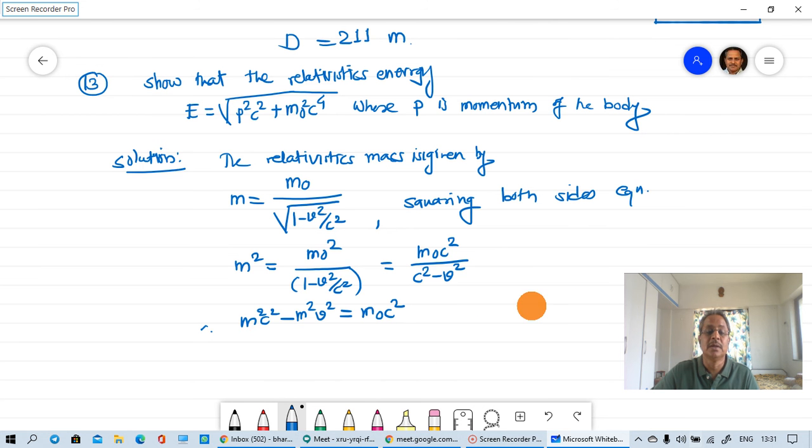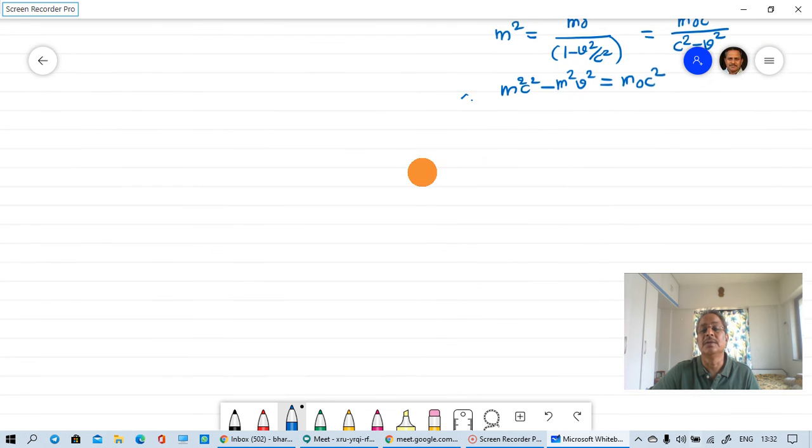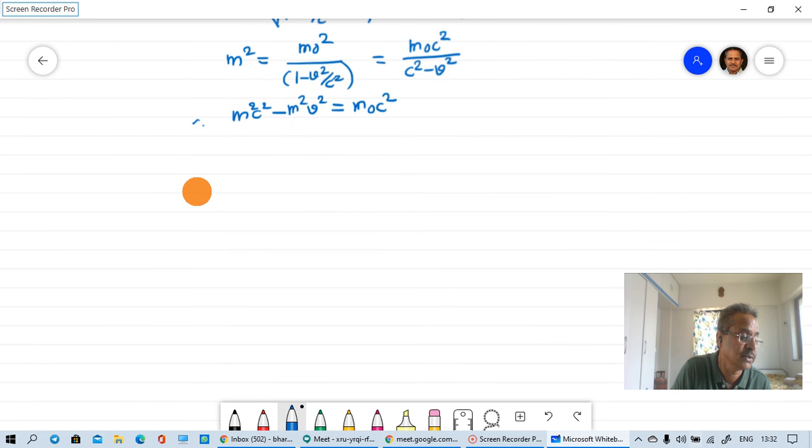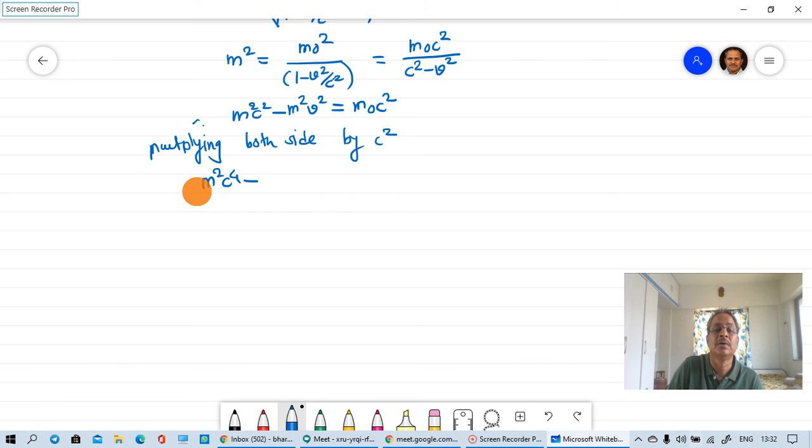Now the next step is, this board has stuck. Okay, I'm going somewhere else. So multiply both sides by c square. So each term will be multiplied by c square. So we'll get m square c raised to 4 minus m square v square c square is equal to m0 square into c raised to 4. So I'll write m square c raised to 4 is equal to, the second term I will take on the right hand side, so it becomes positive, m square v square c square plus m0 square c raised to 4.